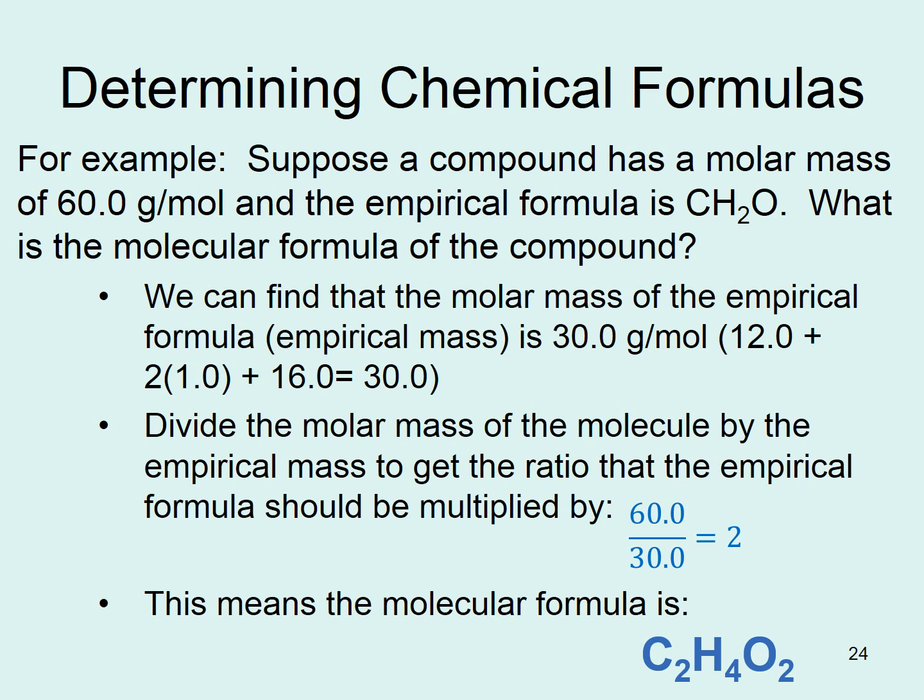So again, find the empirical mass, the mass of the empirical formula. You're given the mass of the molecular formula, and then just figure out how many multiples. Divide the bigger one by the smaller one, find out how many multiples you have, and then multiply each element by that number.